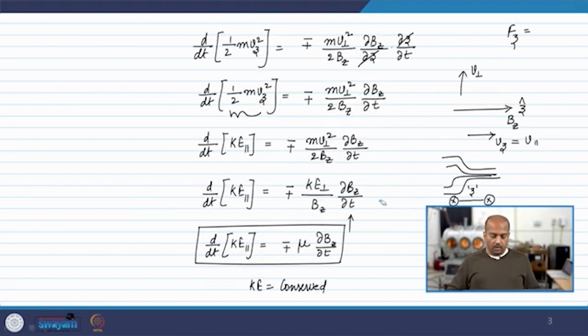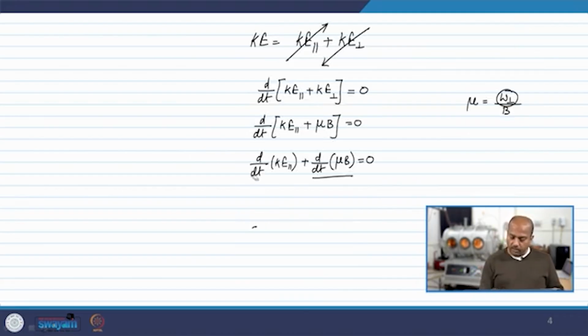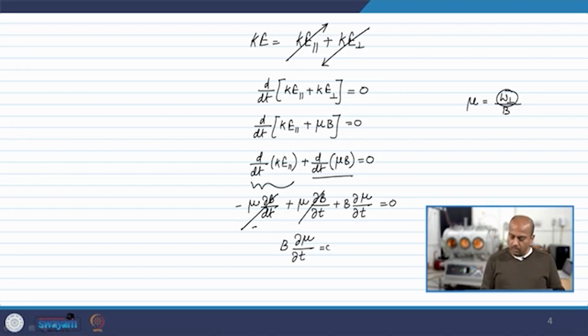Now, let us go back. What is the rate of change of parallel kinetic energy? It is minus mu ∂B by ∂t, from the earlier expression. So we can write it as minus mu ∂B by ∂t plus mu ∂B by ∂t plus B ∂mu by ∂t is equal to 0. So these two things get cancelled. What we are left with is B ∂mu by ∂t is equal to 0.